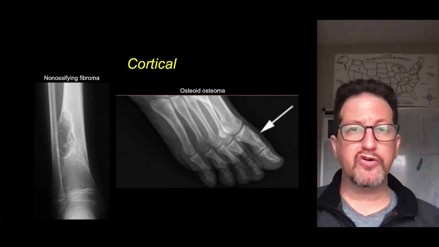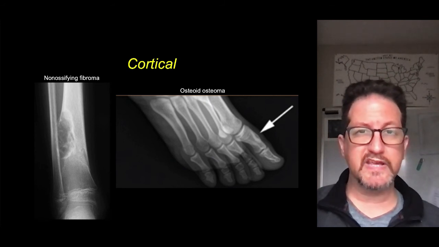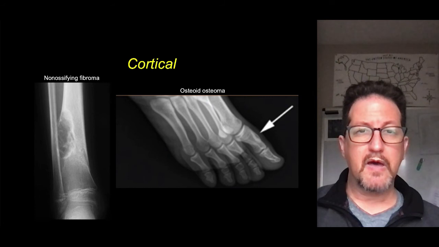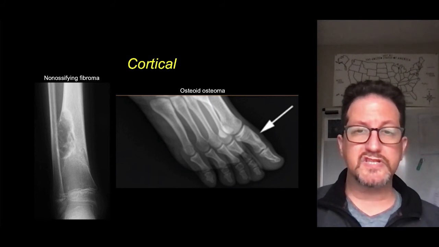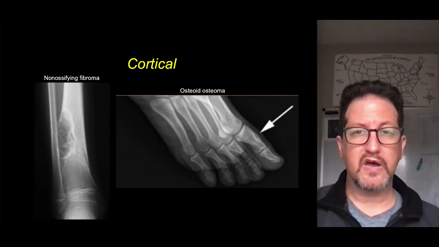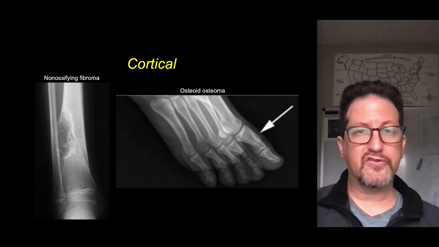Some people might argue with you and say that is just eccentrically located. But easier for you to see is this osteoid osteoma in the proximal phalanx of the hallux. And you can see that that's really just involving the cortex of the bone and starts to push out a little bit. So that's considered cortical.